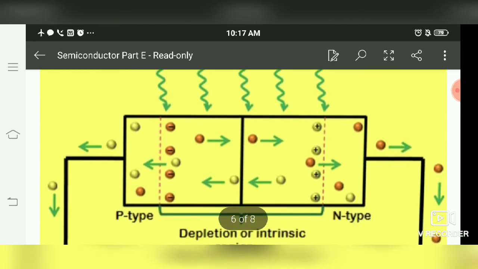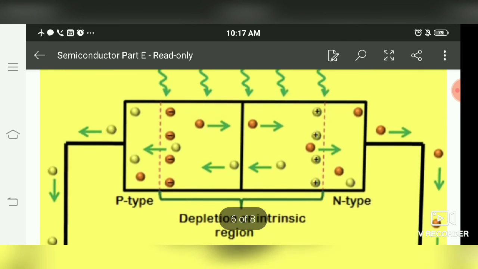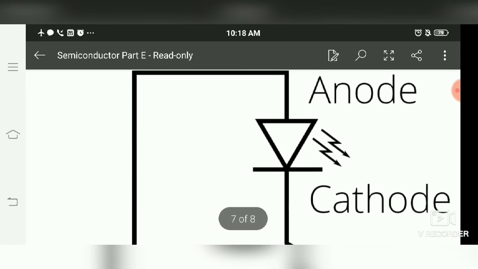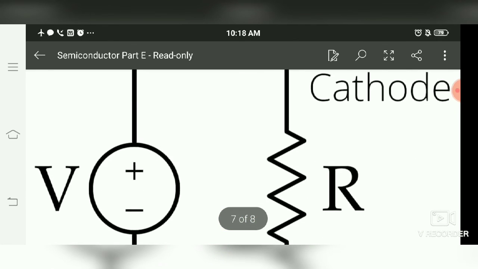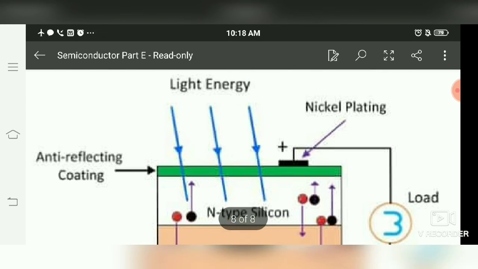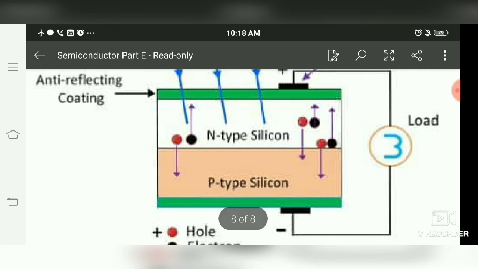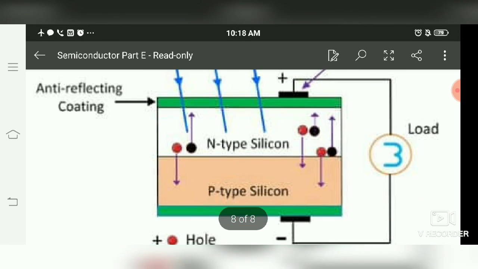This is the circuit diagram for the photodiode. It is connected with the cell. Next one, this is the circuit diagram of the LED. It is connected with the voltage, and this is the circuit diagram of a solar cell. This is the circuit diagram for the solar cell.